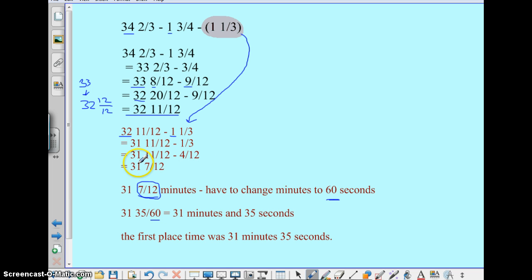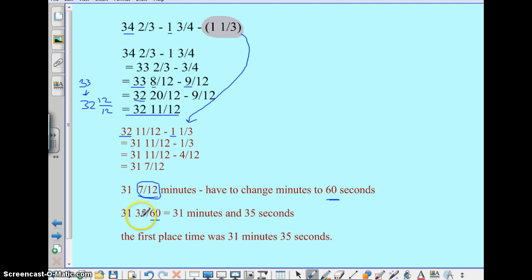If you were to put the answer 31 and 7/12 minutes, I would accept it. That would be fine. They're changing it into seconds without ever asking you to do that. So I'll just show you how they did that. They're taking the 12 and turning it into 60 because there's 60 seconds in a minute. Okay, does that make sense? So the equivalent fraction here would be 35/60ths because I'm multiplying this by 5 and this by 5.